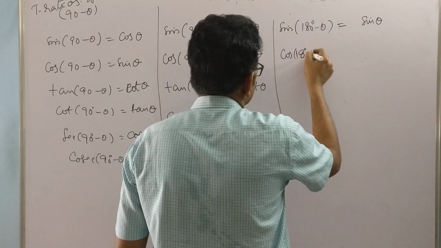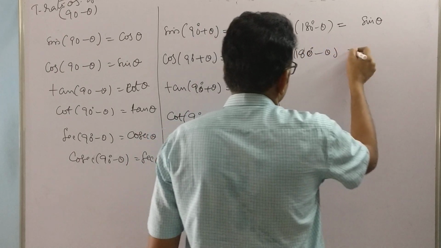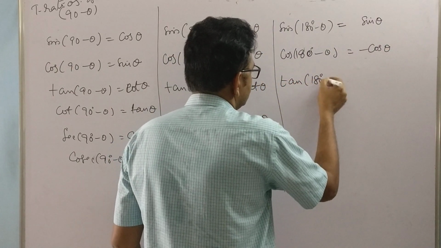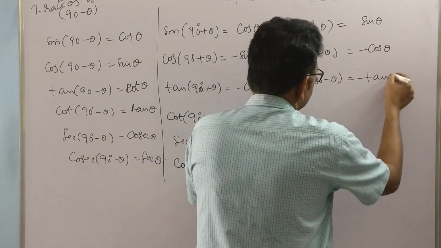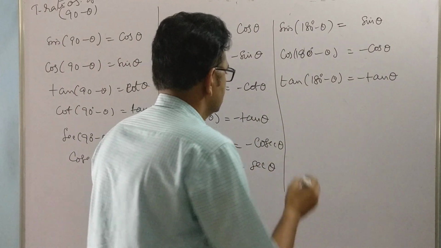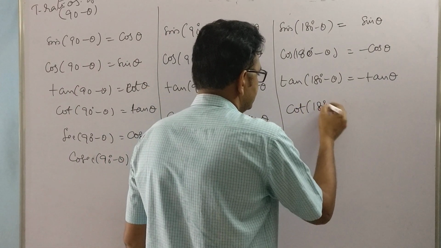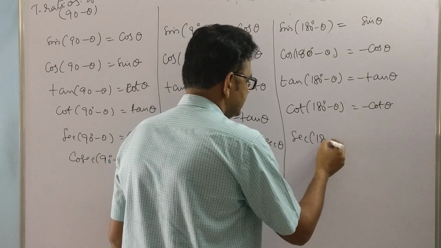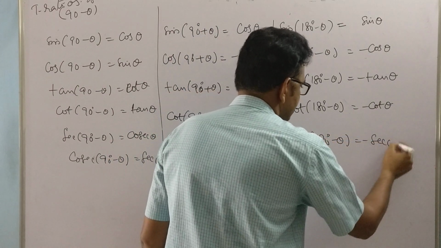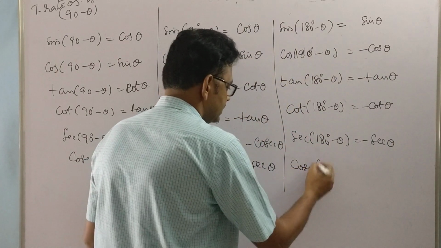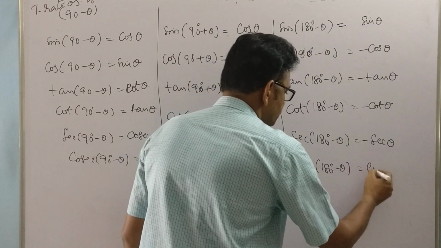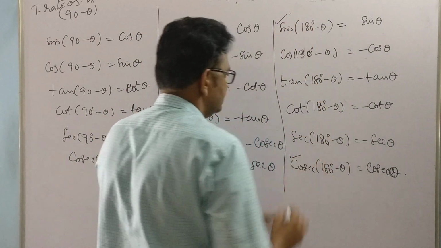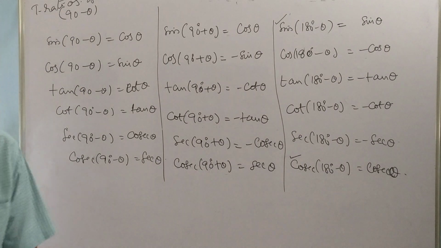Cos of 180 degrees minus theta, second quadrant, cos negative, minus cos theta. Tan of 180 degrees minus theta is equal to minus tan theta, because in the second quadrant tan is negative. Next, cot of 180 degrees minus theta is minus cot theta. Next, secant of 180 degrees minus theta is equal to minus secant theta, and cosecant of 180 degrees minus theta is equal to plus cosecant theta, because in the second quadrant only sine and cosecant are positive, and the remaining are negative.